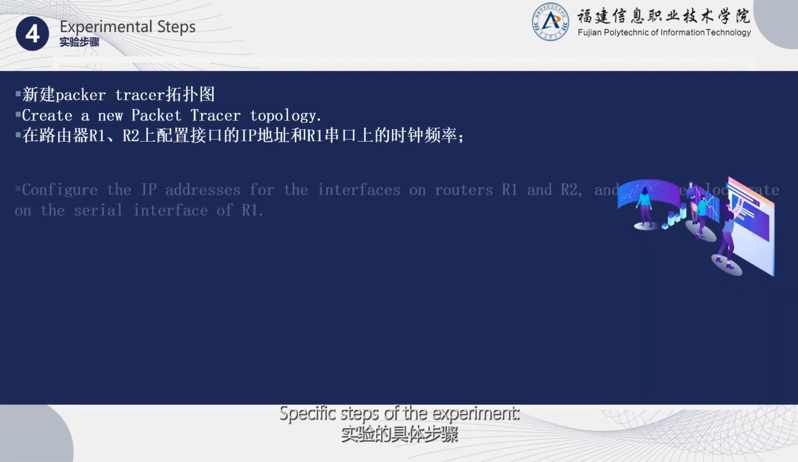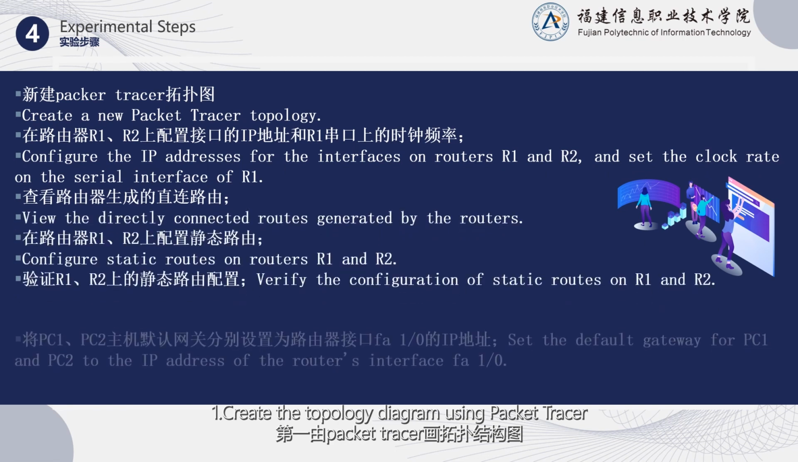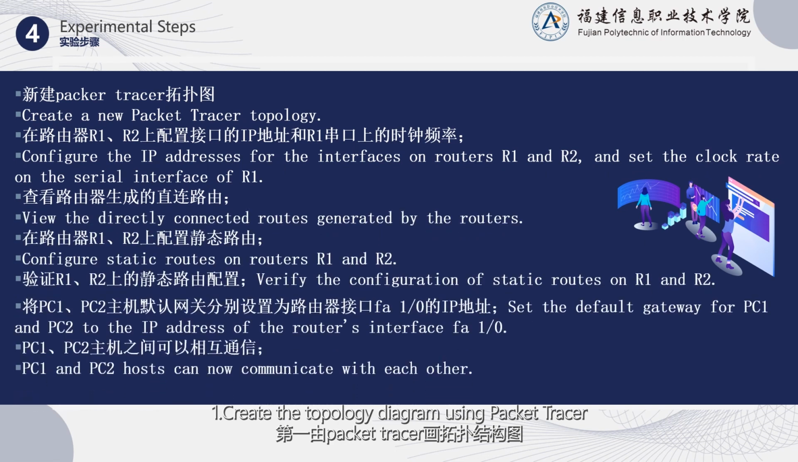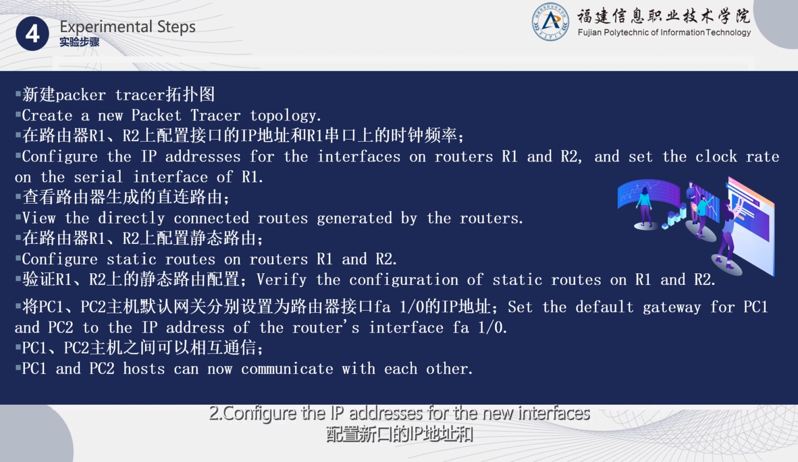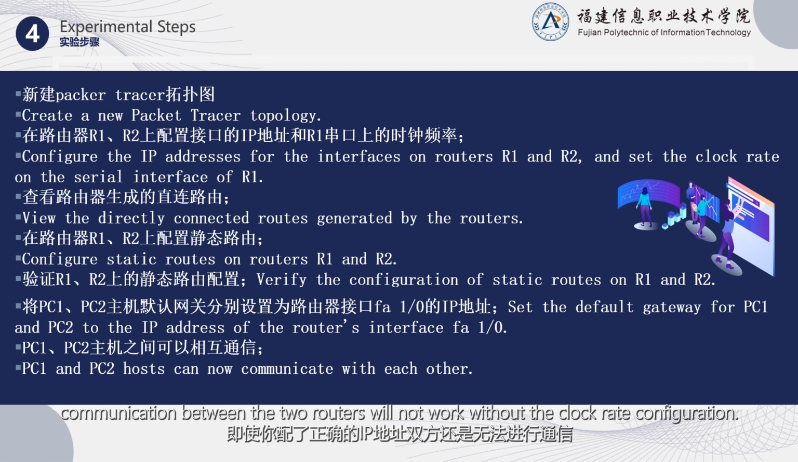Specific steps of the experiment. 1. Create the topology diagram using Packet Tracer, including 2 routers for the old campus, R1, and the new campus, R2. 2. Configure the IP addresses for the interfaces on routers R1 and R2 and set the clock rate for the serial interface. Remember, it is crucial to configure the clock rate on the serial interface, even if you have correctly configured the IP addresses. Communication between the 2 routers will not work without the clock rate configuration.